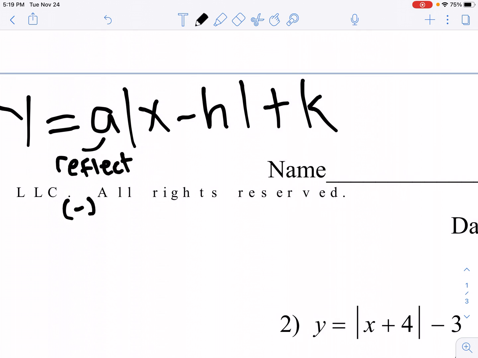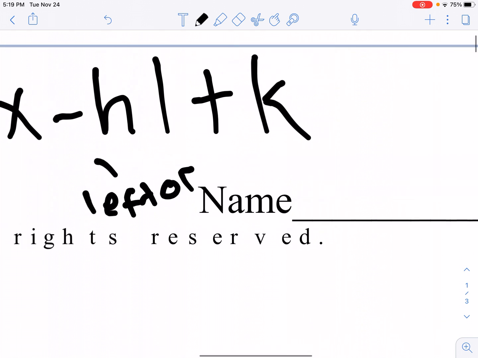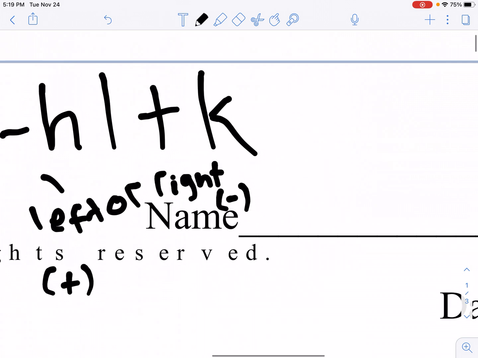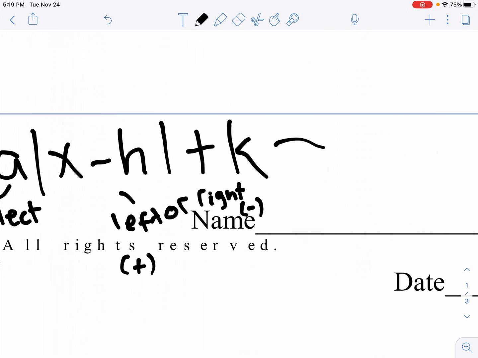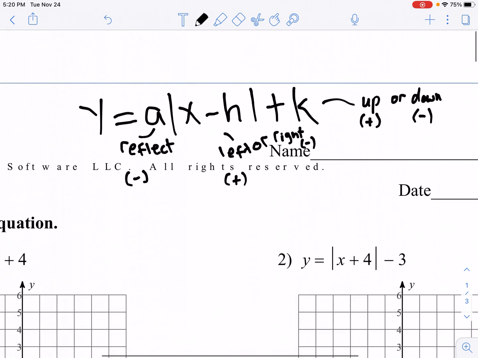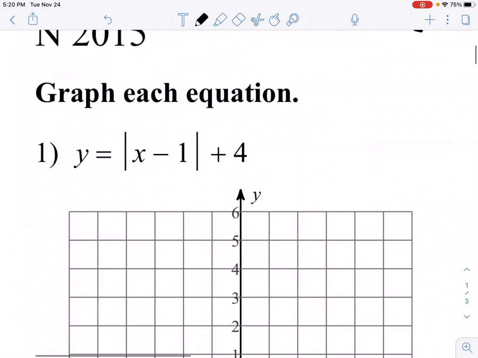So if we have a negative in the front, this is going to tell us whether we're going left or right, okay? Specifically, left would be adding, right would be subtracting, okay? And this guy's going to tell us up or down. Specifically, up, we're going to be adding, down, we're going to be subtracting, okay? So with that in mind, let's look at this example here.